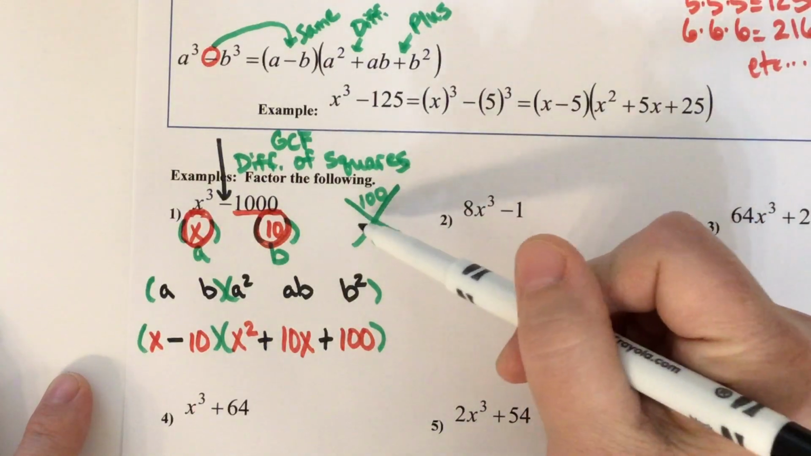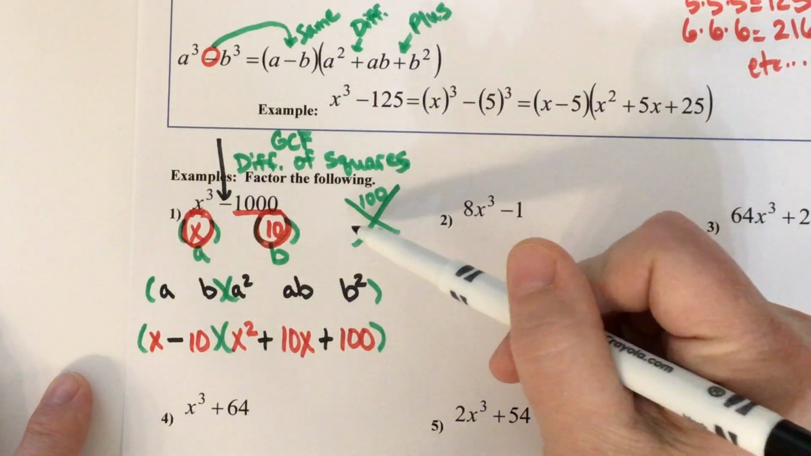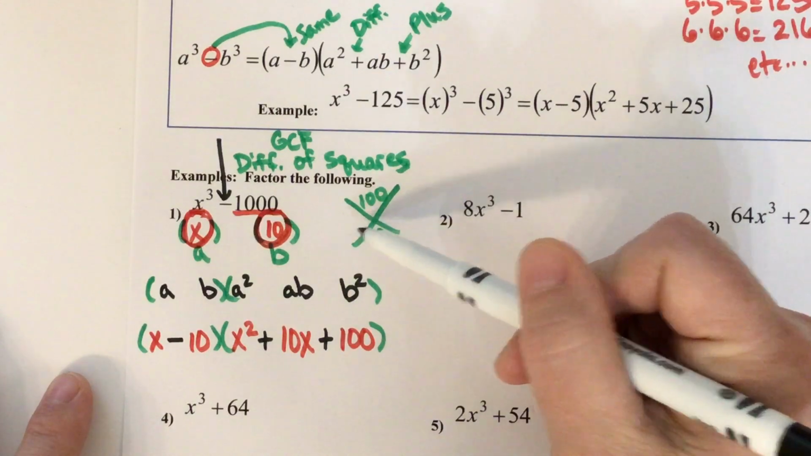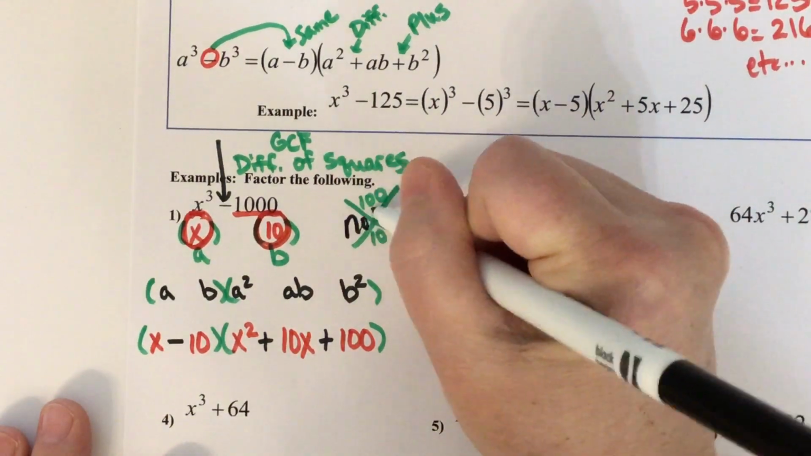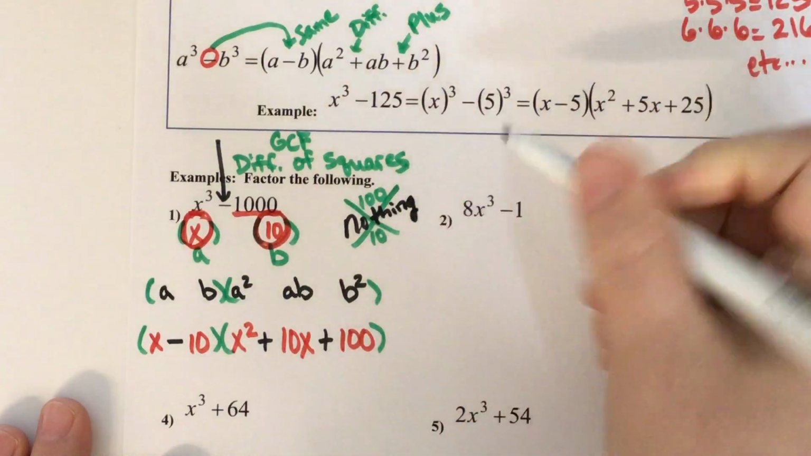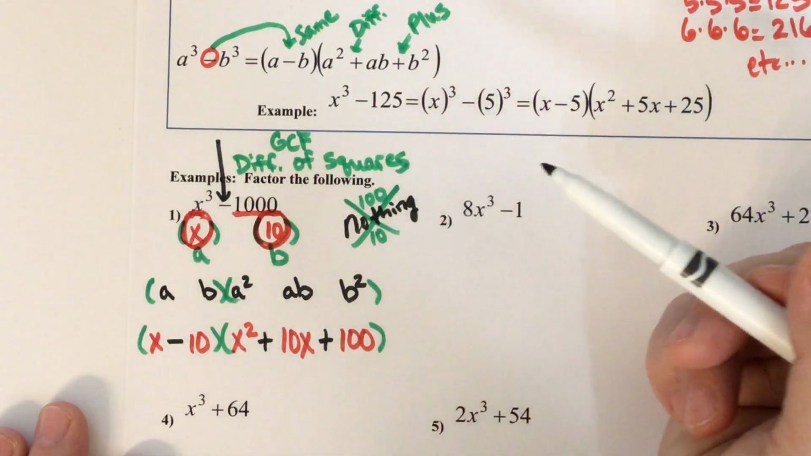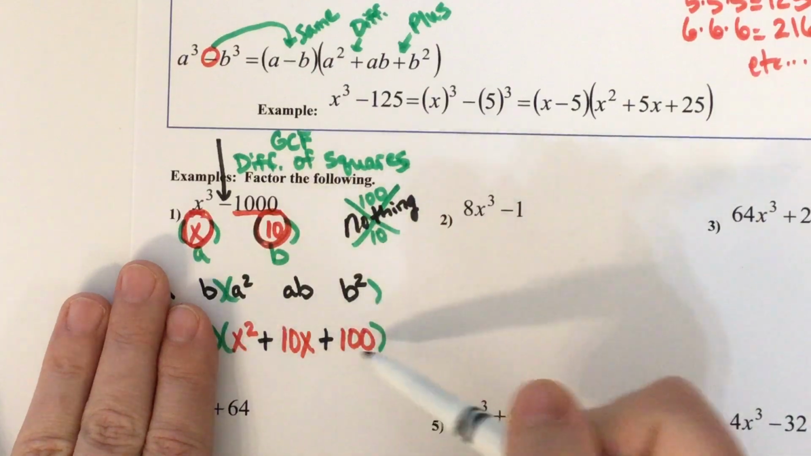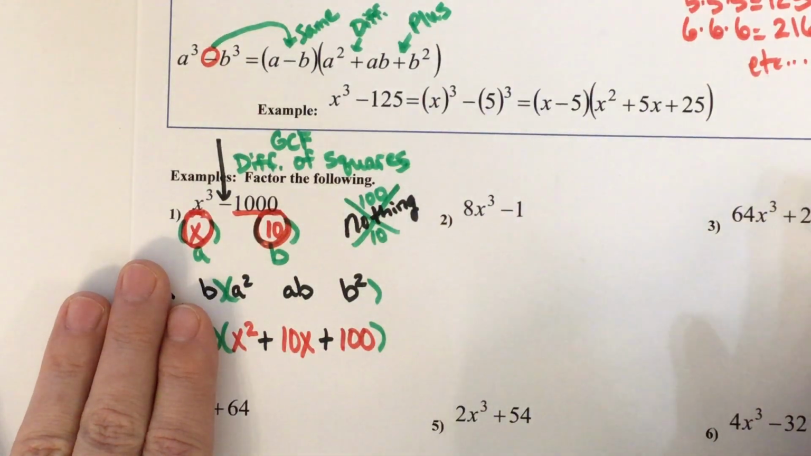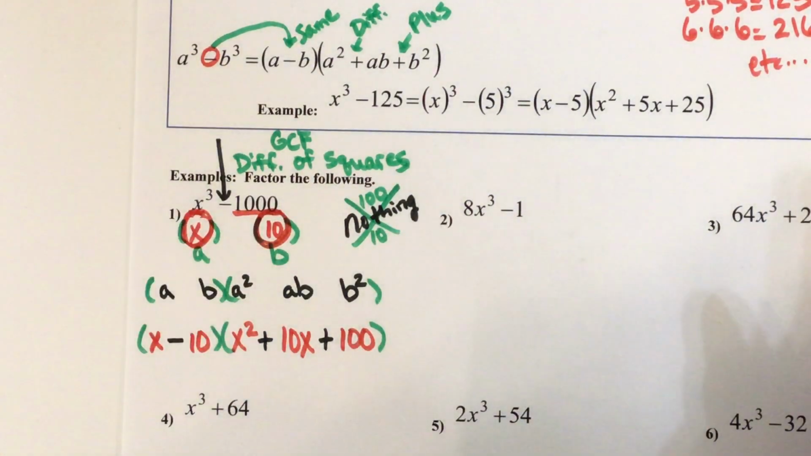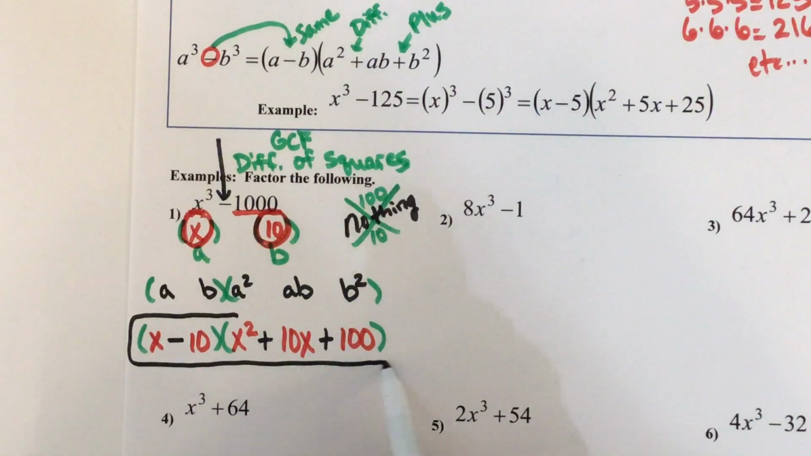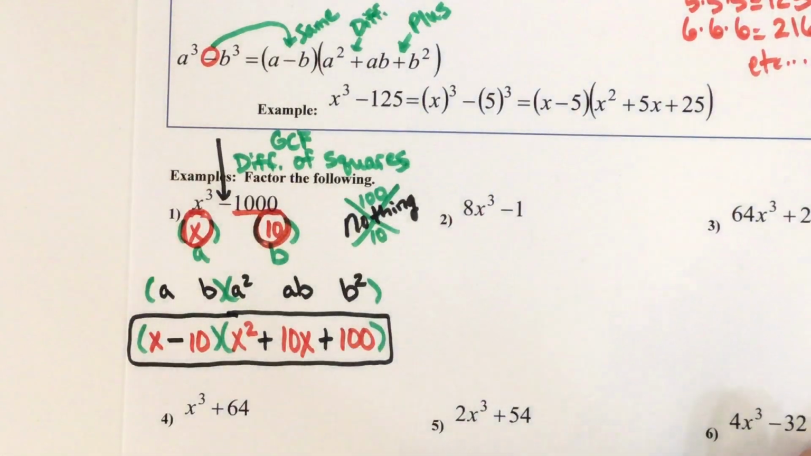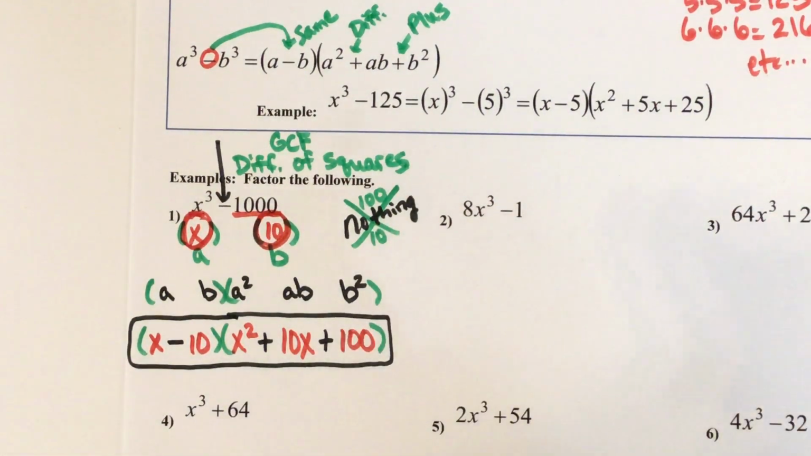1 and 100, 2 and 50, 4 and 25, 5 and 20. Nothing works. There is nothing that multiplies to make 100 and adds to make 10. So this guy in the back, it looks like it factors. A times C rooftop, easy one, but it won't. It won't ever. So that's it. That's our answer. So whenever you factor a sum or difference of cubes, it's always going to look like this when you're done.